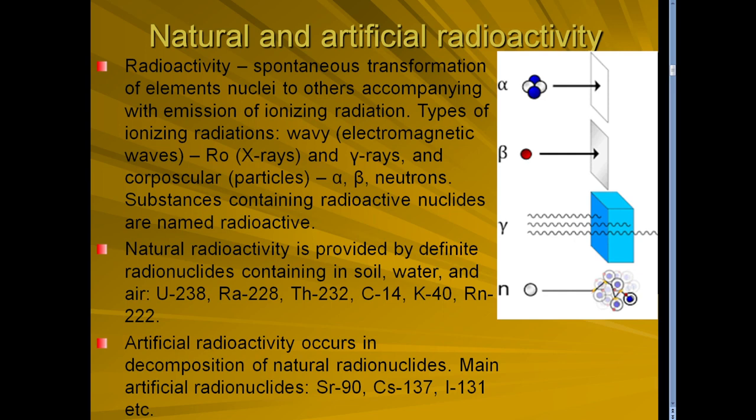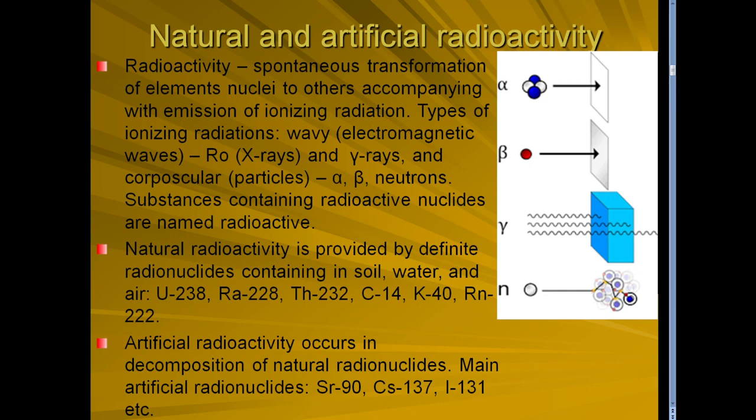A substance's natural radioactivity is due to certain radionuclide content in the soil: uranium-238, radium-228, thorium-232, carbon-14, potassium-40, radon-222. Artificial radioactivity arises from the decay of natural radionuclides.